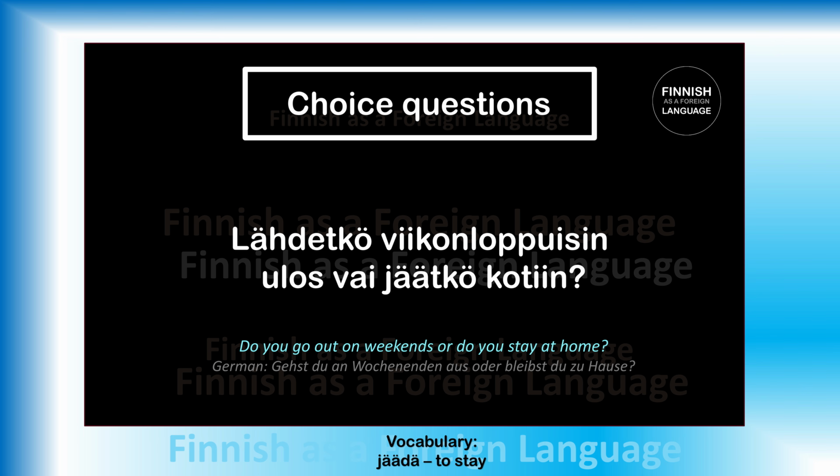One more. Lähtetkö viikonloppuisin ulos vai jäätkö kotiin? Do you go out on weekends or do you stay at home? Let's go step by step. Lähtetkö means do you go or do you leave? Here we have the second person singular plus the question marker ko. Then we have viikonloppuisin, which means on weekends. Ulos means out. Vai means or, which is used in choice questions. Jäätkö means do you stay, and kotiin means home.